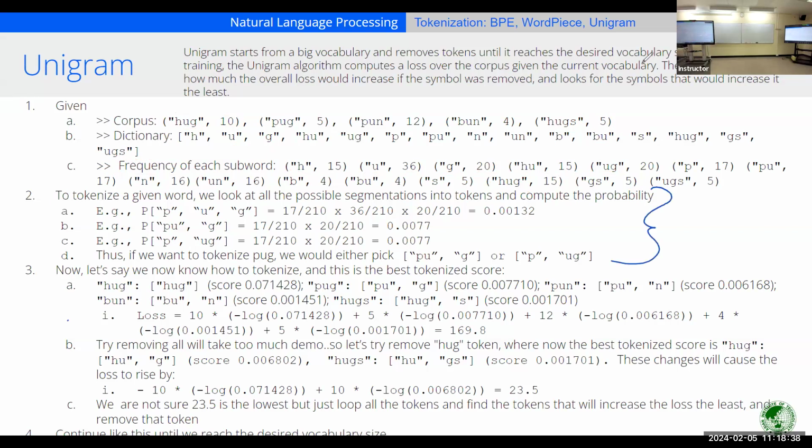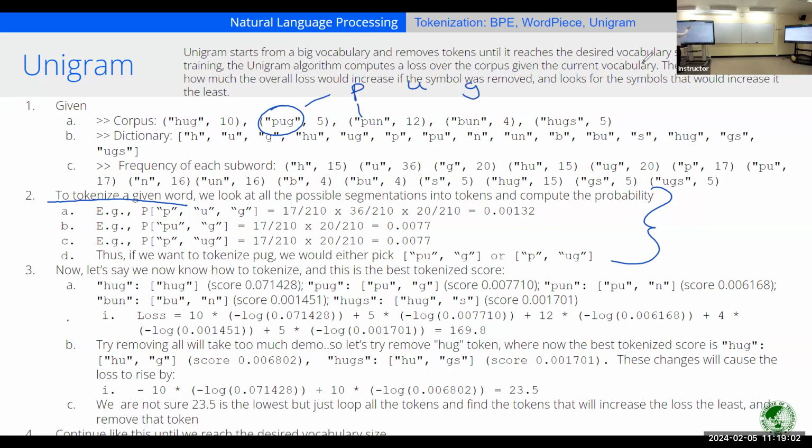So let us look at here. To tokenize a given word, let's say PUG, how many ways can we tokenize this? When I say tokenize, it means chop into subwords. How many ways can we chop? This one, we can chop into 3, right?